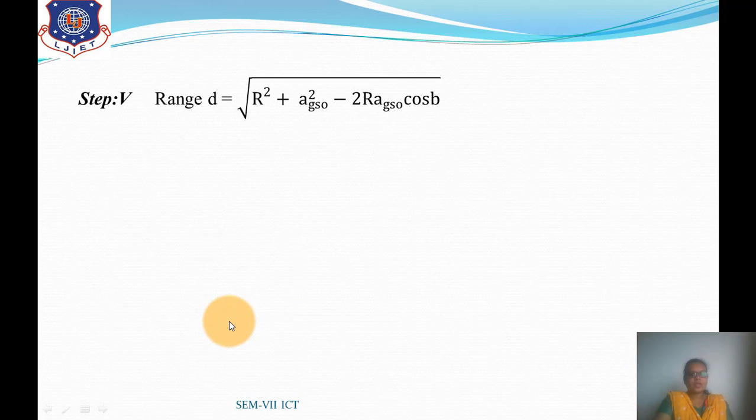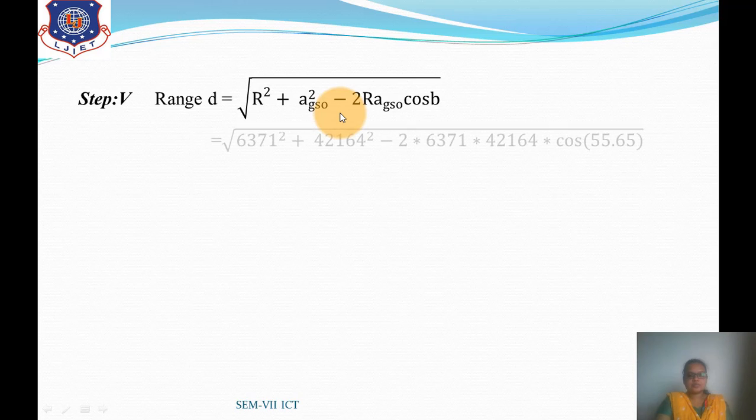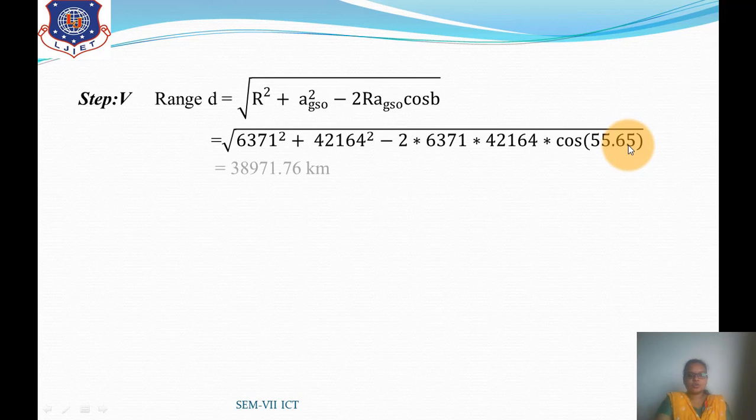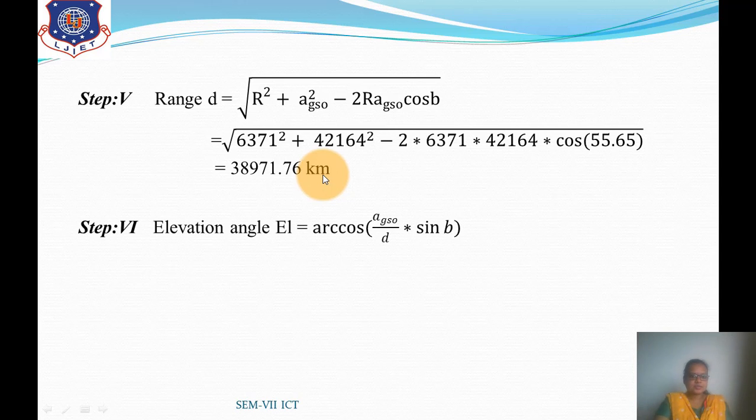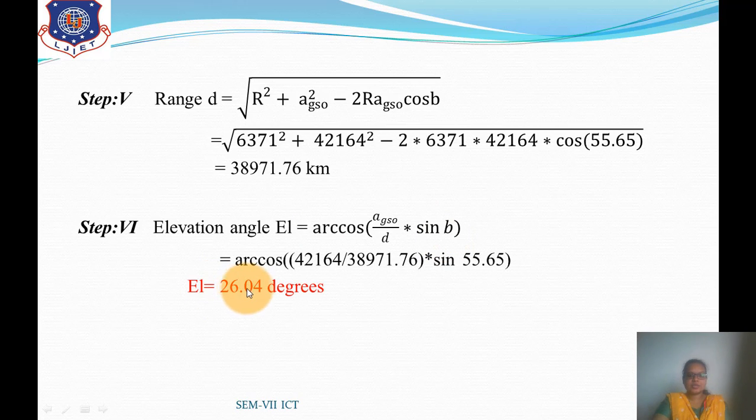Now, next, for the elevation angle we need to find range D. So range D has this formula. Substitute all the values; the constants are known, and for cos B, here B is 55.65. So the range D will be 38,971.76 kilometers. And last, substitute the value of D in this EL equation, arc cos of AGSO by D into sin B. So you will get EL is equal to 26.04 degrees.